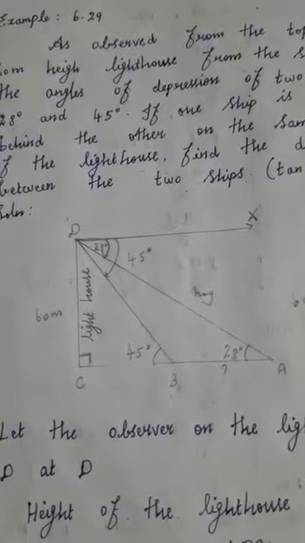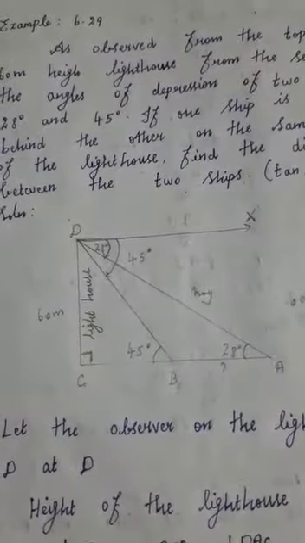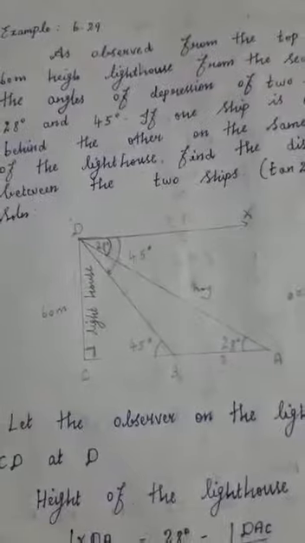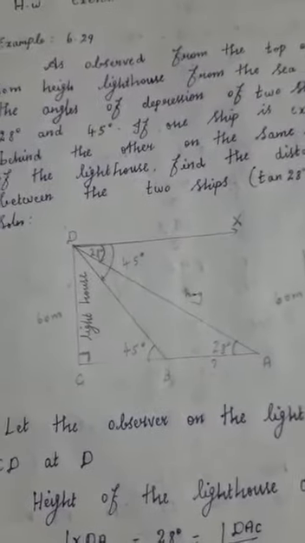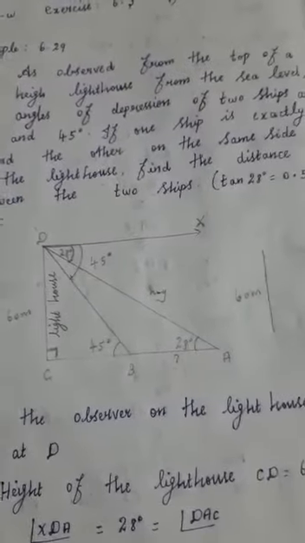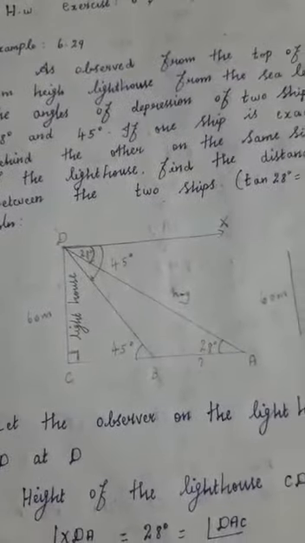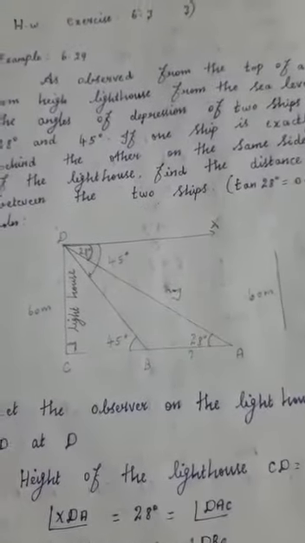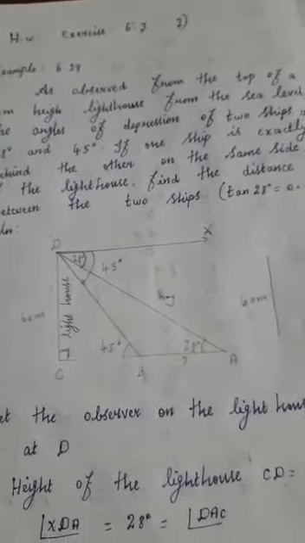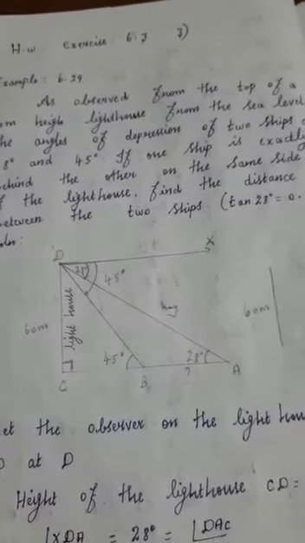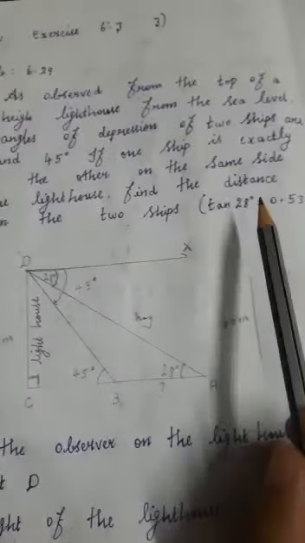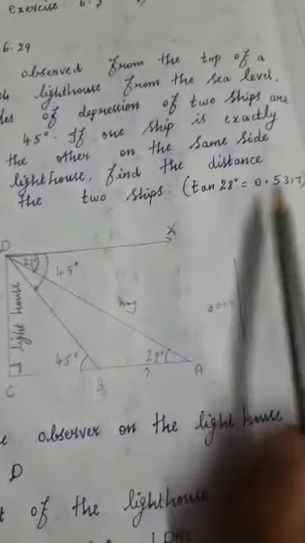Now let us see example 6.29. Now see the question. As observed from the top of a 60-meter high lighthouse from the sea level, the angles of depression of two ships are 28 degree and 45 degree. If one ship is exactly behind the other on the same side of the lighthouse, find the distance between the two ships. The value of tan 28 degree is also given.